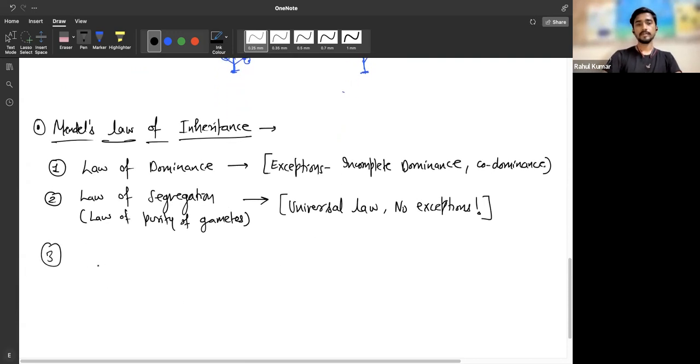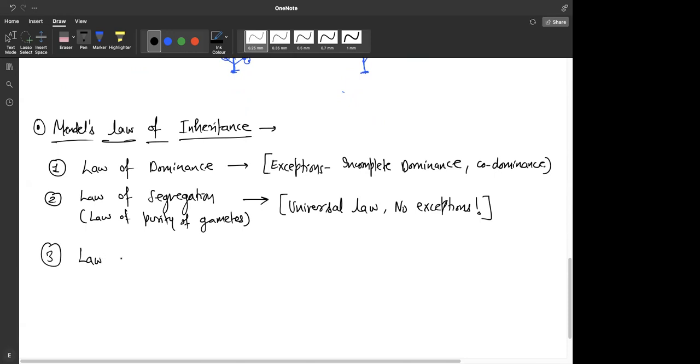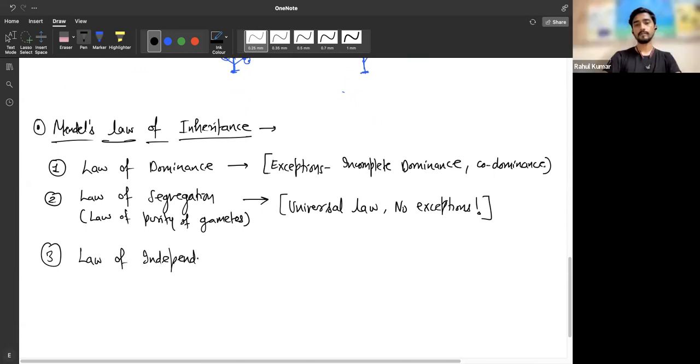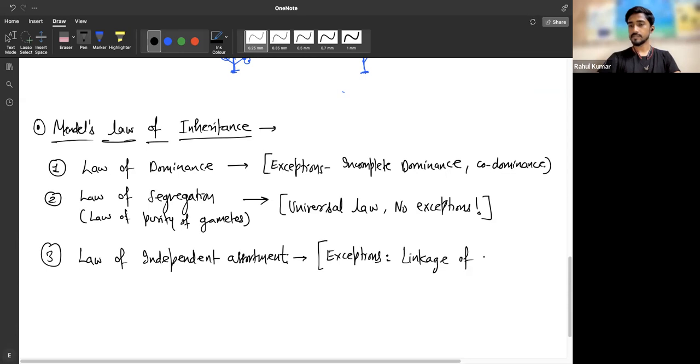Then the third one is called law of independent assortment. This is also not universally accepted and it also has exceptions. The exception is linkage of genes.